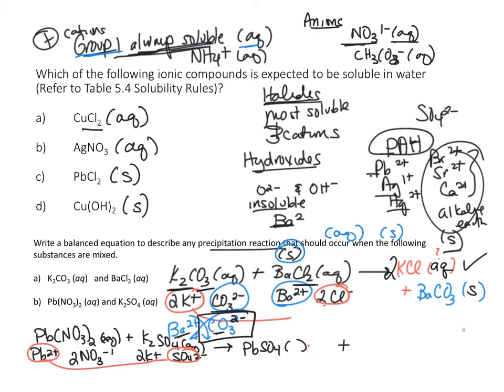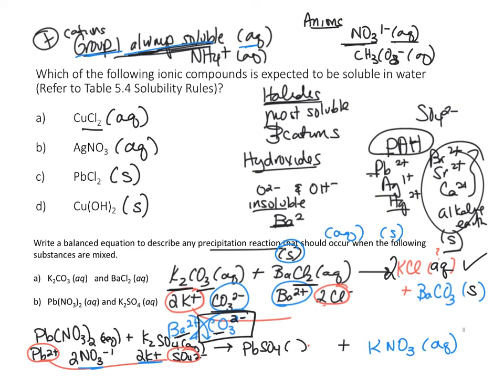Okay, the next one is potassium with nitrate. That's a plus 1 and a minus 1. Now I know that's AQ because potassium and nitrate are both always soluble. Okay, so sulfates are like the carbonates. They're 2 minus. They're usually insoluble unless they're with group 1.